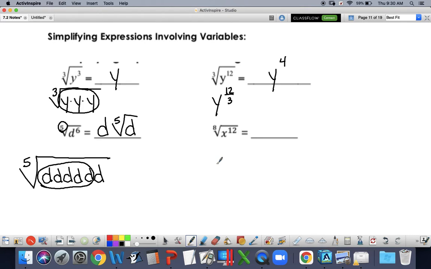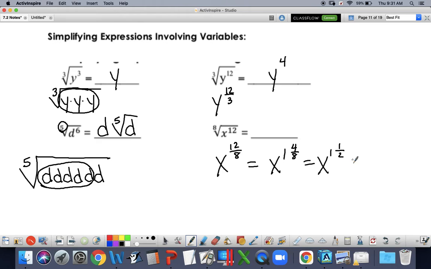I am going to rewrite it as x to the 12/8 power. Whatever my index value is, that is my denominator. Then I say to myself, okay, how can I simplify down 12/8 and rewrite it as a mixed number? So I have x, so 12 divided by 8, I have 1 and 4/8 left over. Now, can I simplify 4/8? I can. I have x to the 1 and 1/2 power.